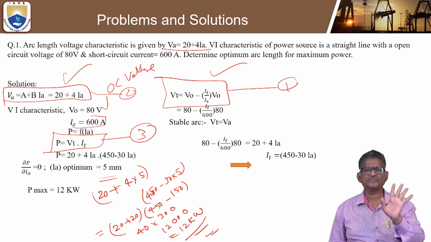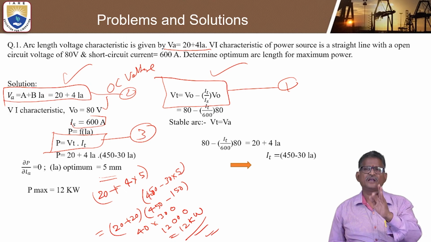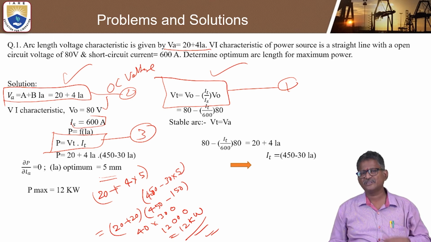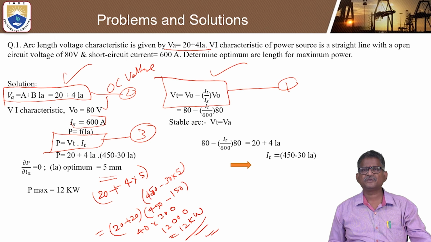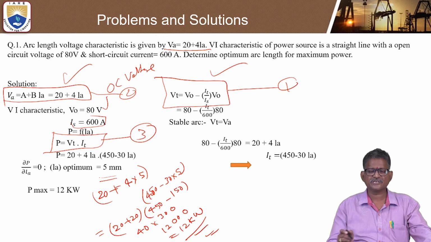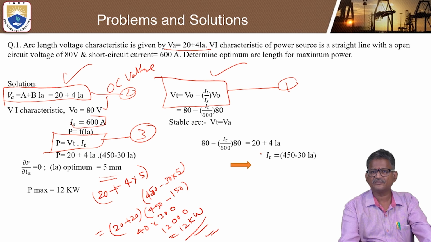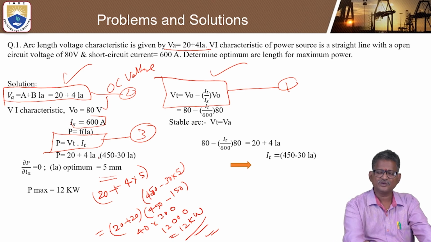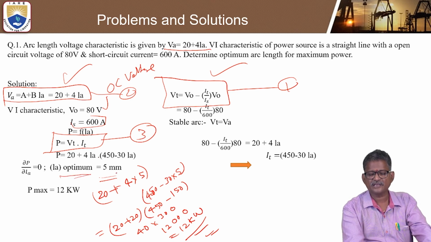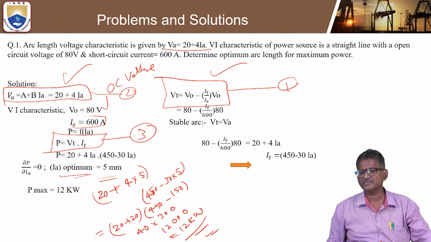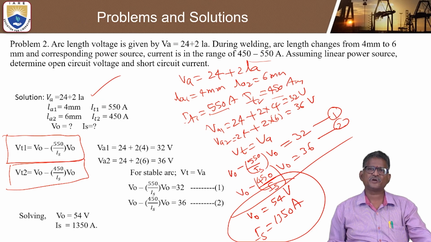So they will give the VA equation, and VT is equal to V naught minus IT by IS into V naught. V naught is already given as 80 volts: 80 minus IT divided by 600 into 80. When it is stable, both equations can be equated, VA and VT. You will get the current, and I can substitute it in the power equation, V into I. We will get the maximum optimum arc length of 5 mm. We can substitute this and we will get the power as 12 kilowatt or 12,000 watts. And this is the second problem.